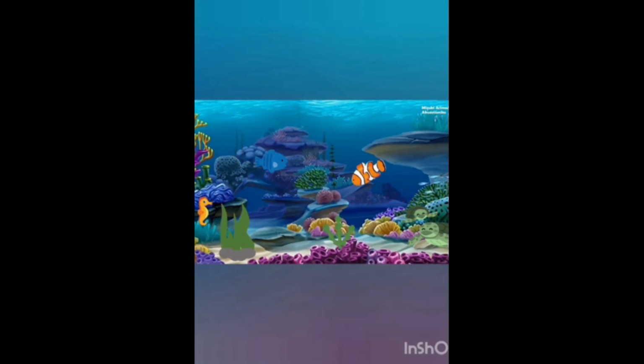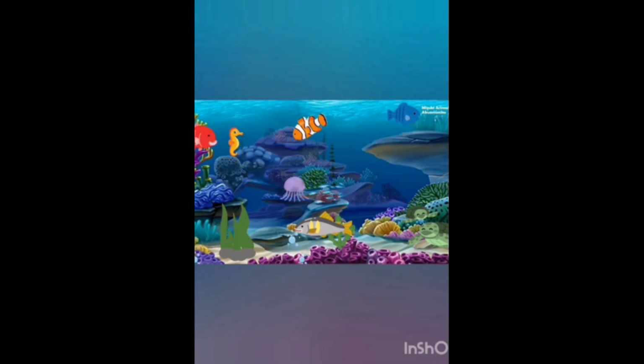Today I will share about fish in the aquarium. Fish can move here and there because fish move by swimming using their fins. Fish also live in water because fish breathe using gills.